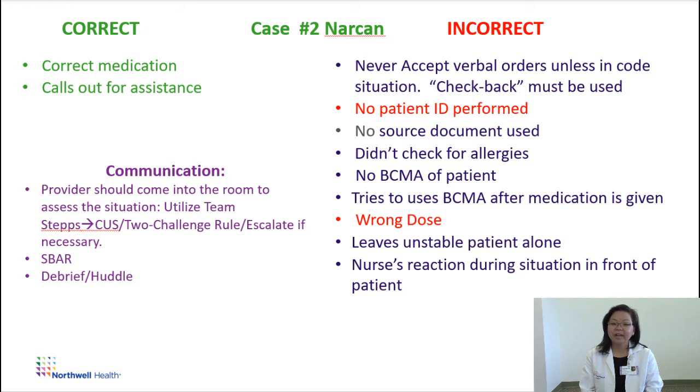And what the nurse did correctly in this case scenario was that she did have the right medication. She called for assistance for the patient who was not responding at that point. Communication is so important. So definitely, if you need that extra assistance, call the rapid response team. And if you need to escalate it, call your charge nurse, or call administration if you need anything. Make sure you're communicating with SBAR during the situation, and also debrief at the end of it.